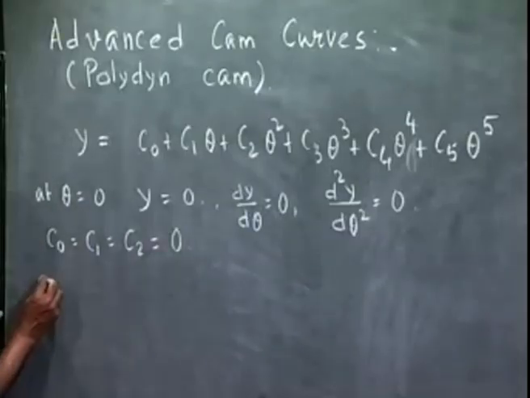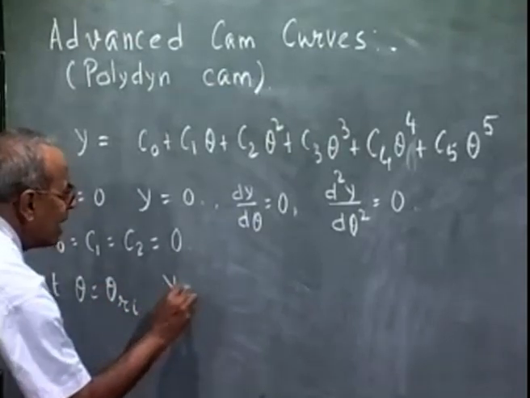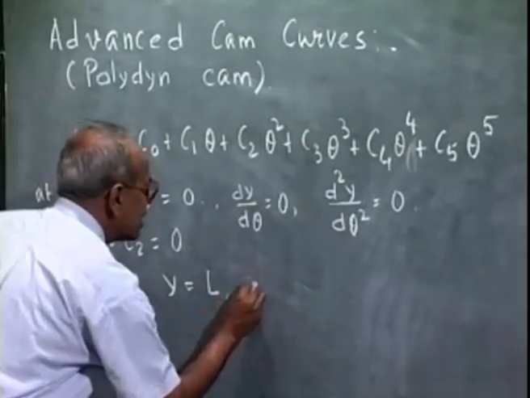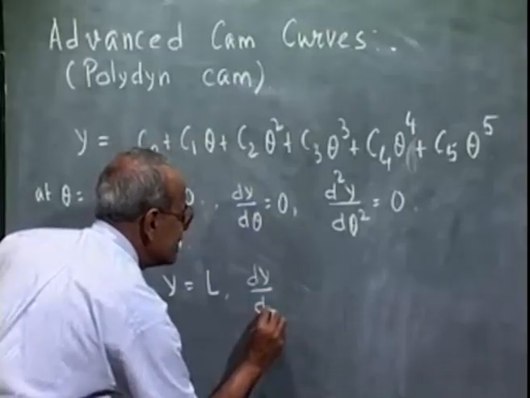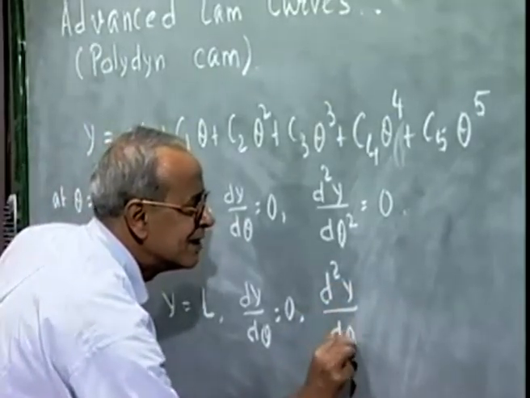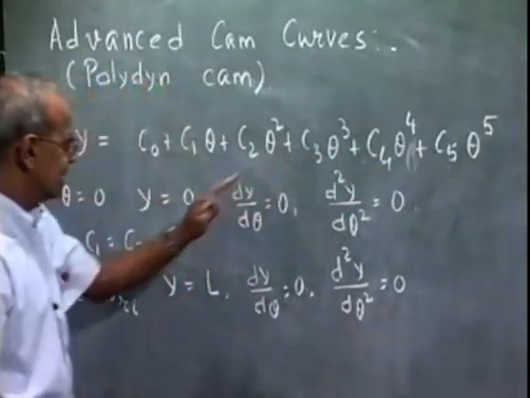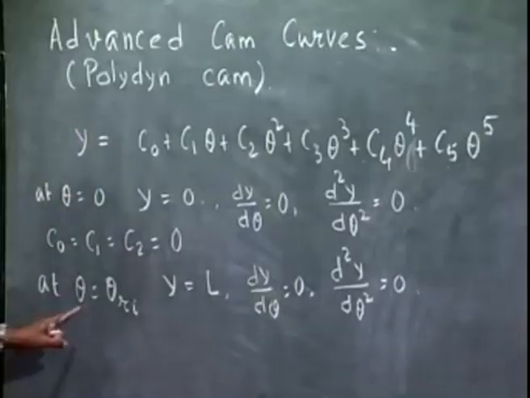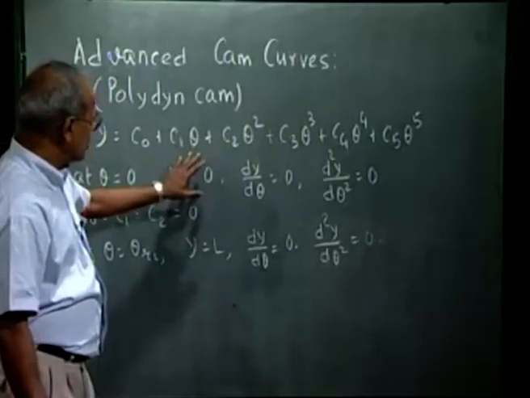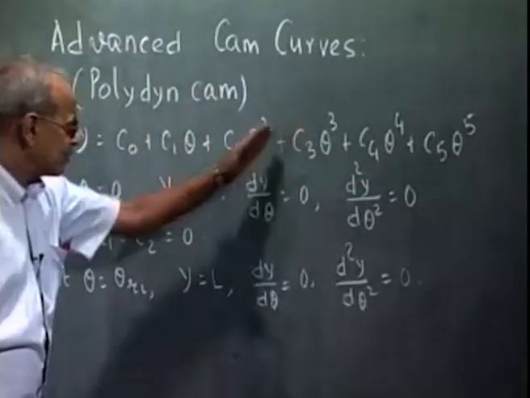Now, at theta equal to theta Ri, at the end of the rise, I need y to be equal to the lift of the cam, that is L, but I want it to have 0 velocity and 0 acceleration. So C3, C4, C5 should be so chosen that these three conditions are fulfilled at theta equal to theta Ri. Y is L, but derivatives are 0. We can solve for the remaining three unknowns, namely C3, C4 and C5. This is a matter of simple algebra.